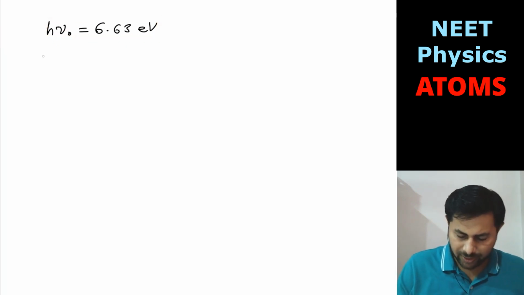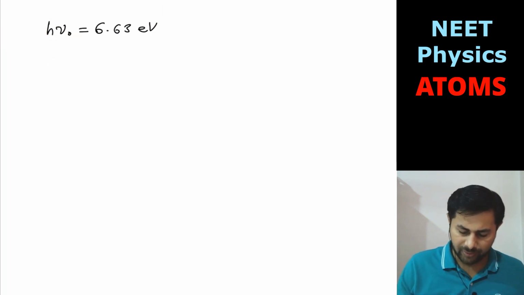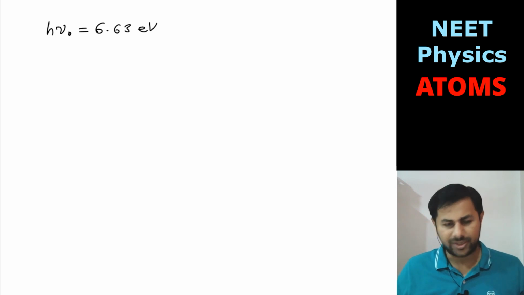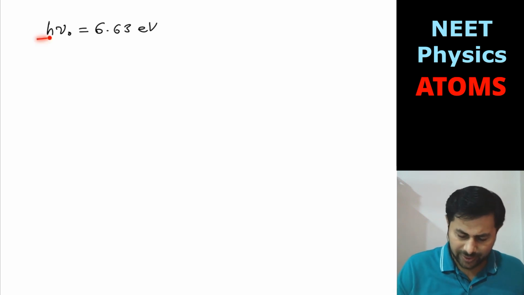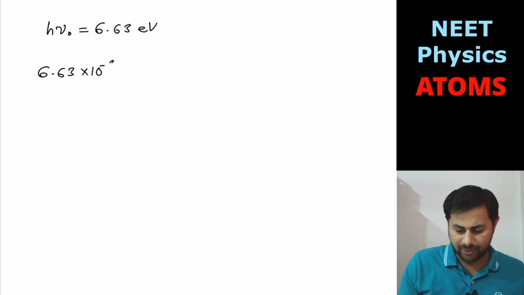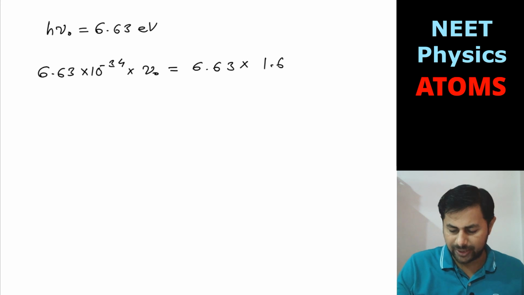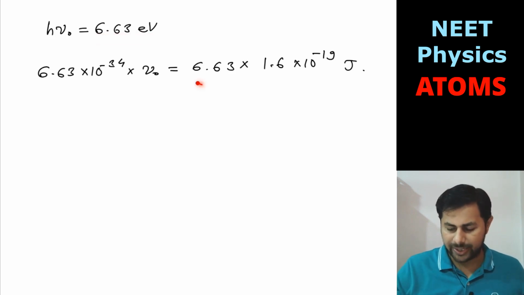Okay, I guess the better thing to do is I will just multiply it by C. No, but that will give me... okay, so just take, yeah, so h is, what is h? It's 6.63 multiplied by 10 raised to minus 34. Nu naught is 6.63 electron volts. So electron volts means it is 1.6 into 10 raised to minus 19 joules, right? So just multiply this with the charge on the electron, so you get the answer in joules.